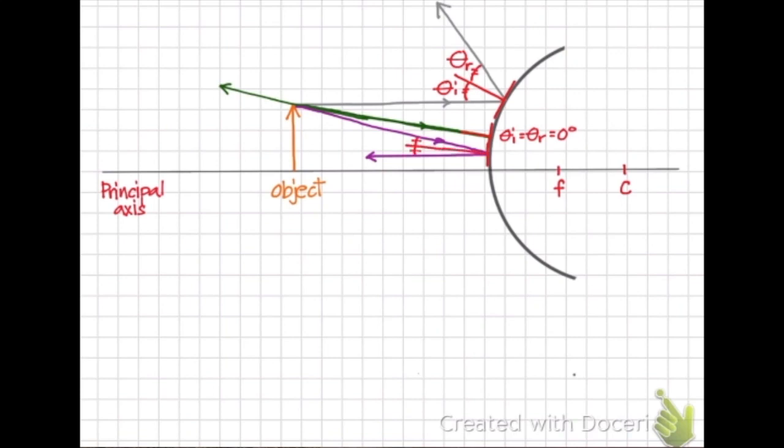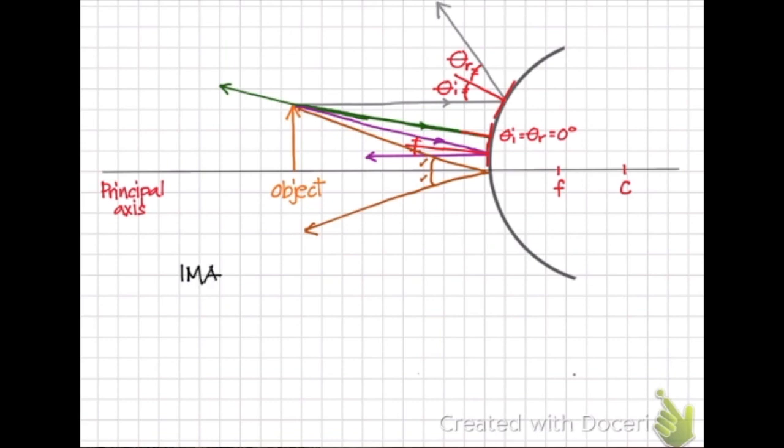We may also want to show another ray. See this. A ray from the same point in the object hits the intersection of the principal axis and the mirror. Using the law of reflection, we can show that this must be the reflected ray of light. These two angles are equal.